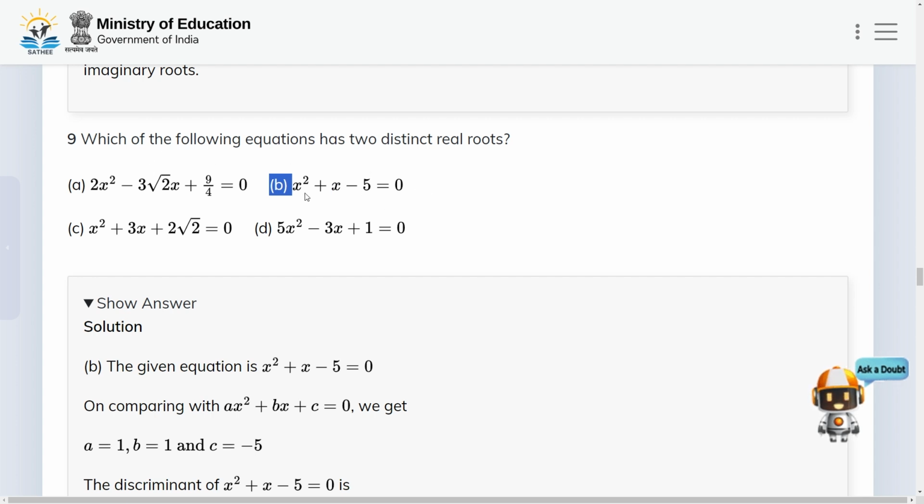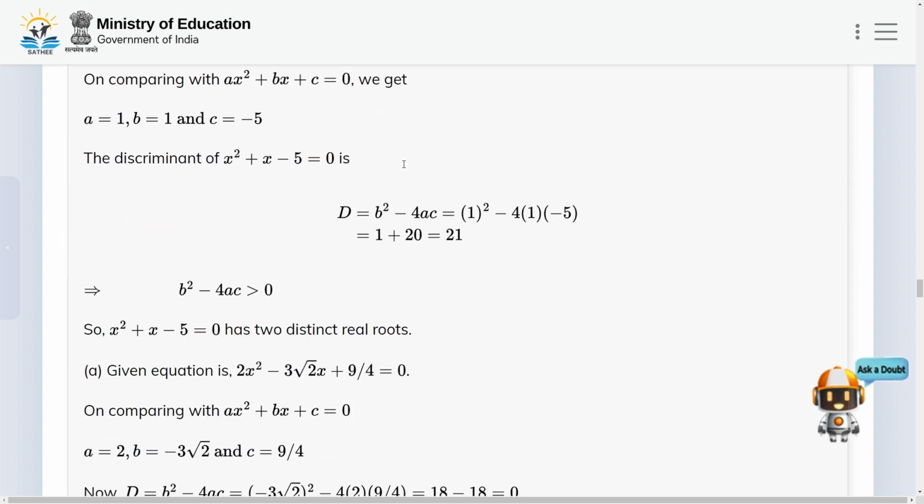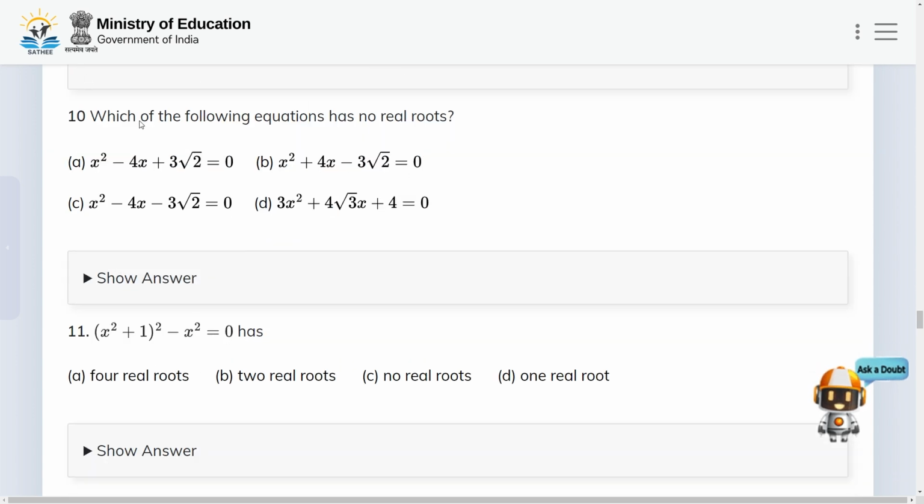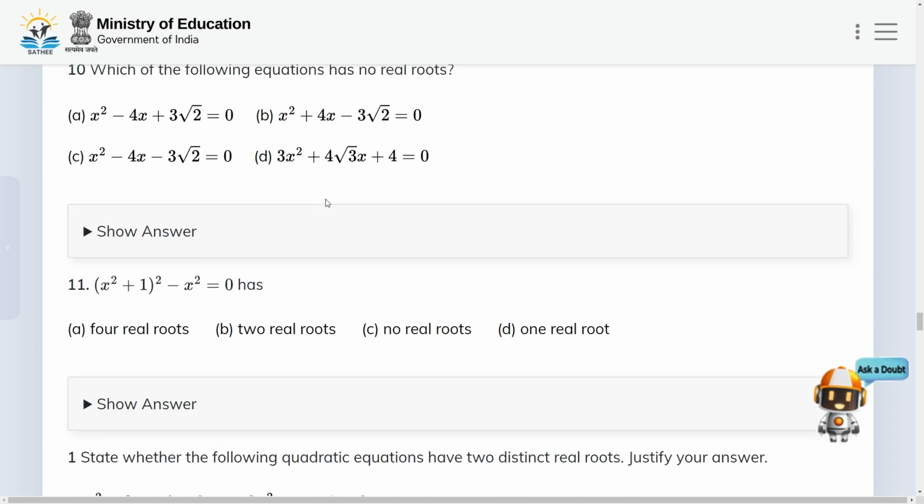So obviously this question has only one correct answer. Okay, so the other options must be incorrect. So here the only correct answer is option number B. And now let us move to question number 10. So in question number 10, here we have to check which of the following equations has no real roots. Okay, so let us check.